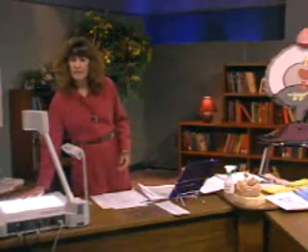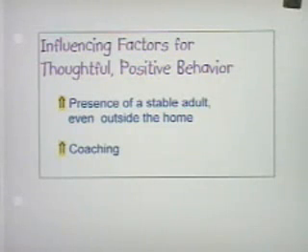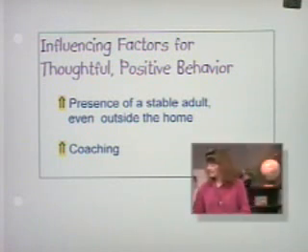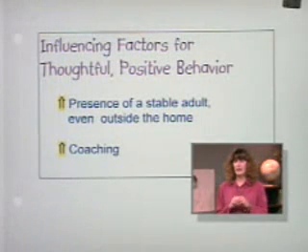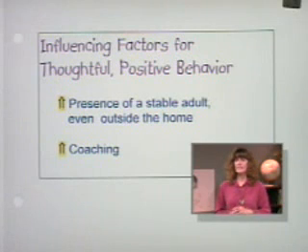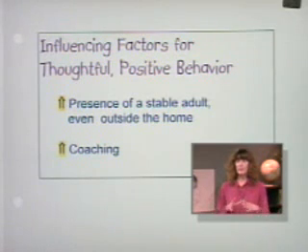And then the last point with this is the positive. And again, this is related to Bruce Perry's studies, and that is, how do we influence this then? How can we help a brain form those pathways that are needed for thoughtful, positive behavior? For a thoughtful response, we need to have those pathways hooked up. And here's what they've found, that a presence of a stable adult, even outside the home, has a very strong impact on rerouting the brain and helping the brain develop in a more positive way.